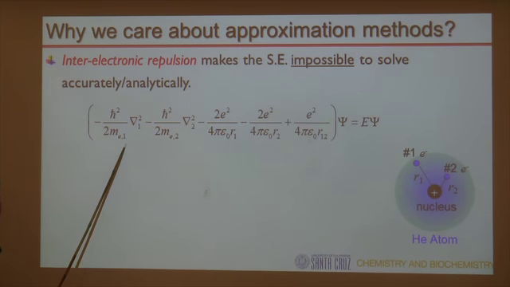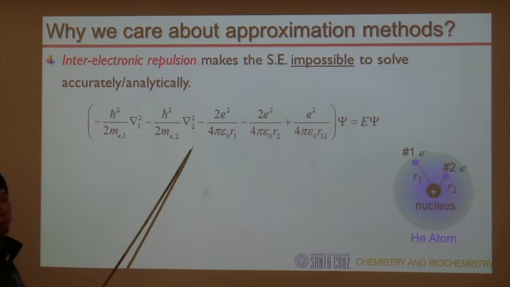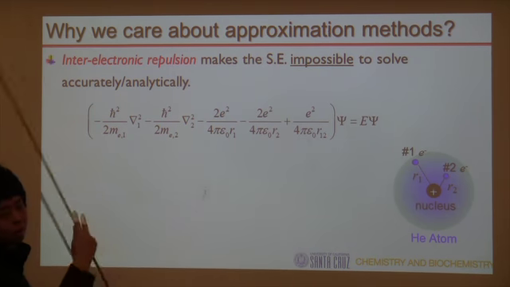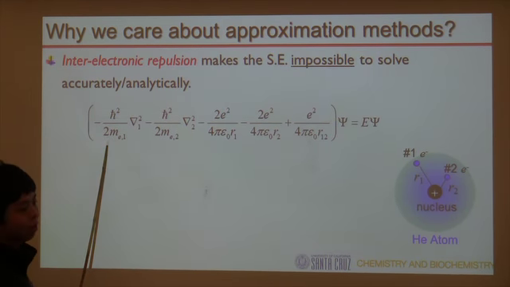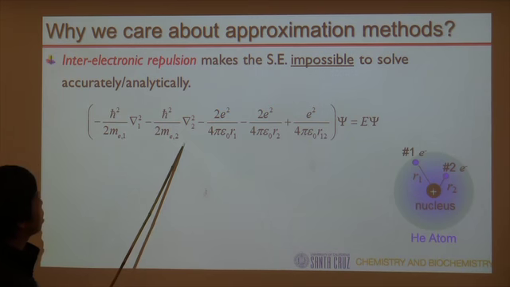Kinetic energy. Kinetic energy for electron 2. So the helium atom has 2 electrons. Number 1 electron, kinetic energy. Number 2 electron, kinetic energy.